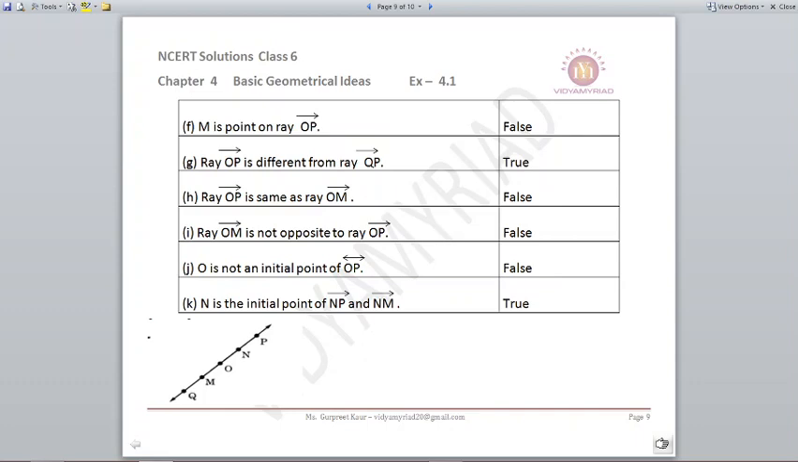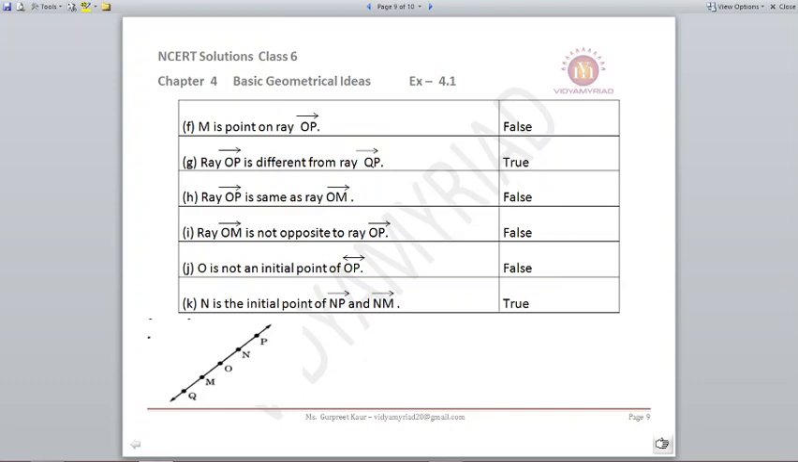Ray OP is different from ray QP. It's true. It is different, definitely. Here in the first case your starting point ray is O. In the second case your starting point is Q. So both are different. Ray OP is same as ray OM. It's a false statement. It is not at all same.